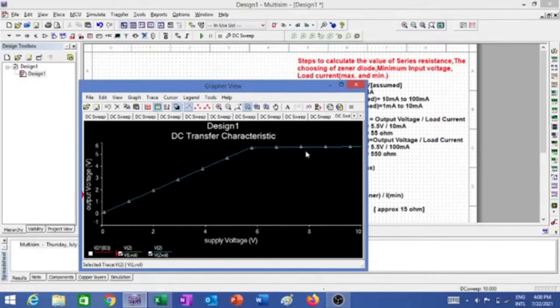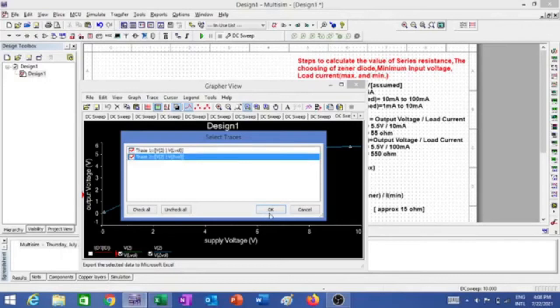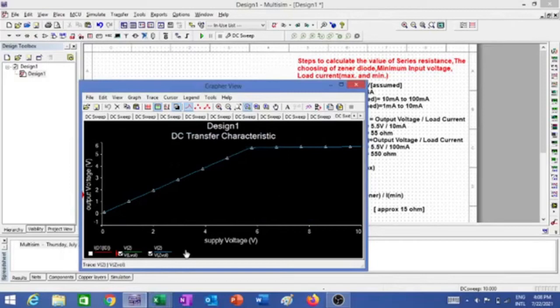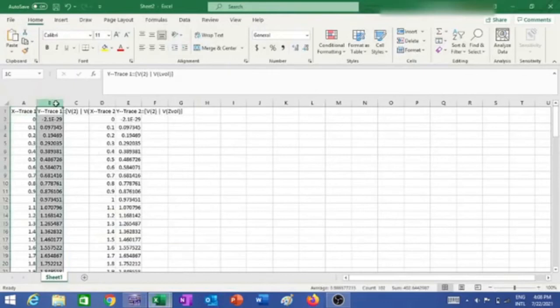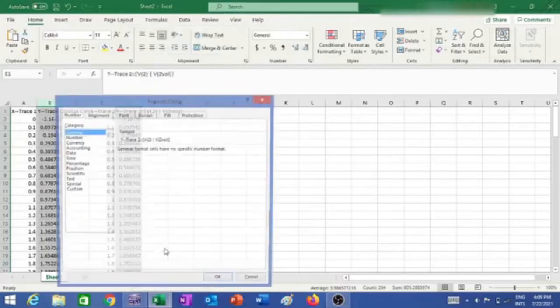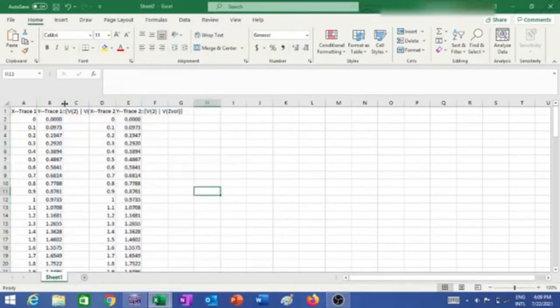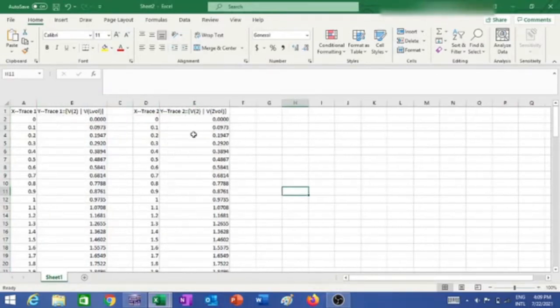I got the graph, and let me export the values to the Excel sheet. I got the values. Let me format the values to 4 decimal places. So I got it. This is again my output voltage, and this is my Zener voltage.